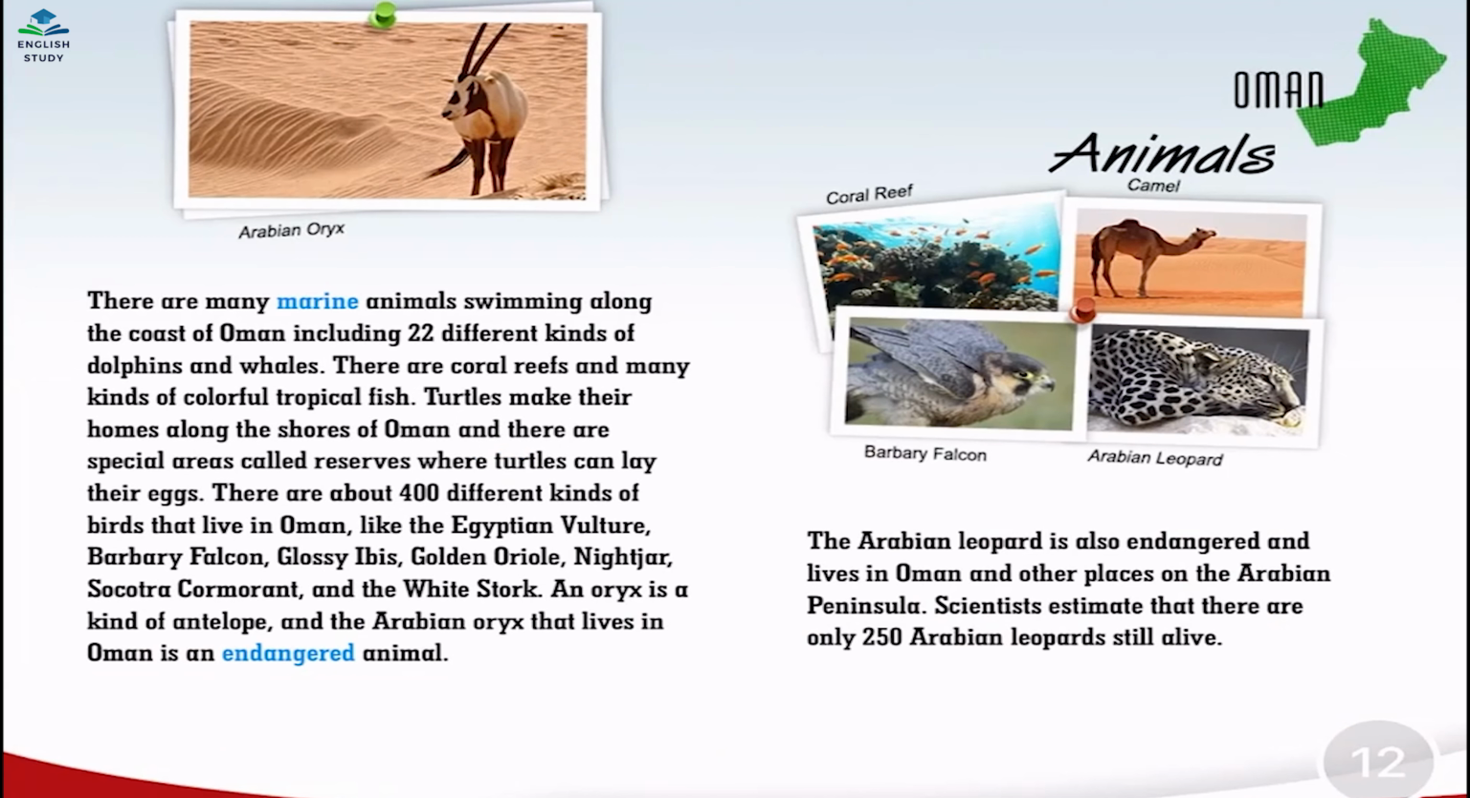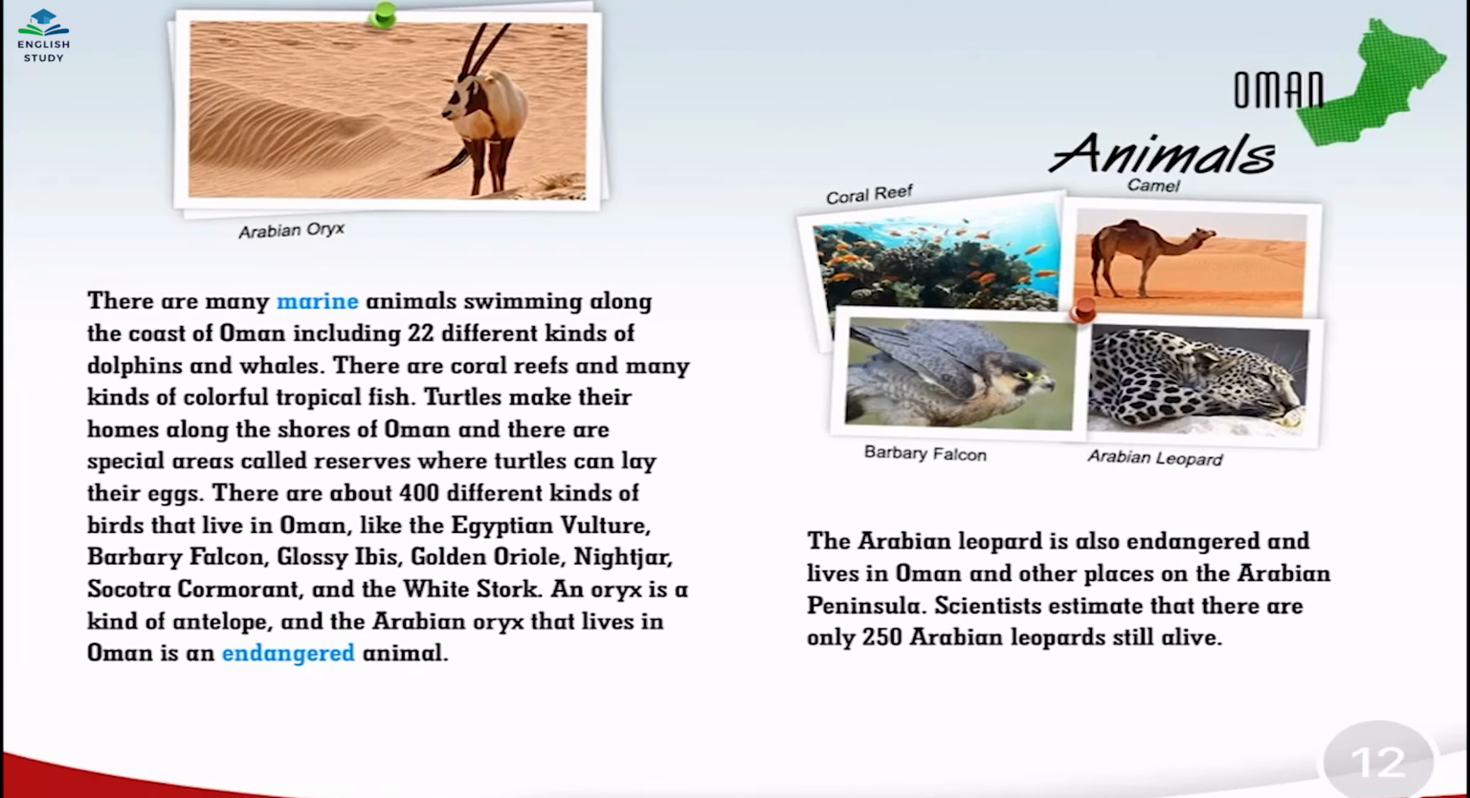Animals. There are many marine animals swimming along the coast of Oman, including 22 different kinds of dolphins and whales. There are coral reefs and many kinds of colorful tropical fish. Turtles make their homes along the shores of Oman, and there are special areas called reserves where turtles can lay their eggs. There are about 400 different kinds of birds that live in Oman, like the Egyptian vulture, Barbary falcon, glossy ibis, golden oriole, nightjar, Socotra cormorant, and the white stork.